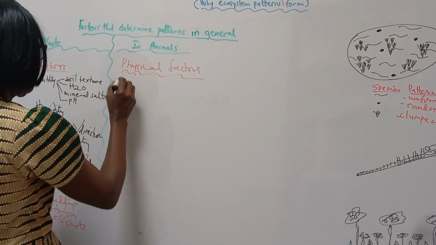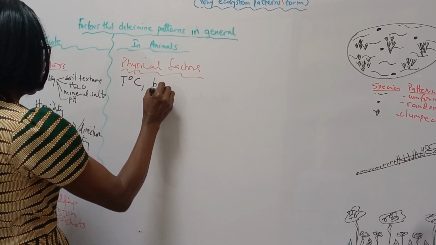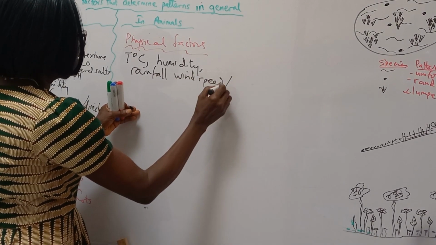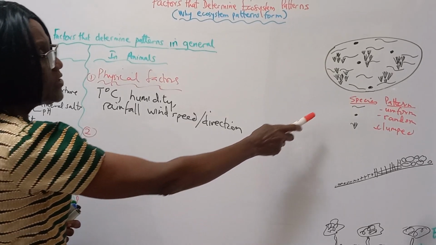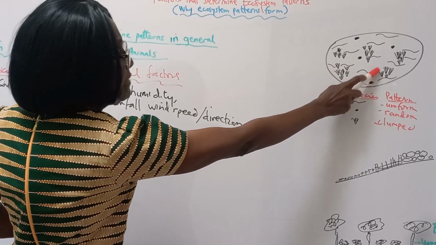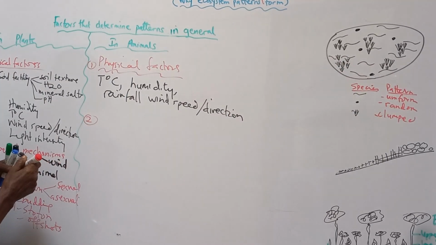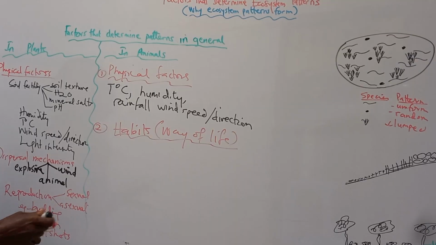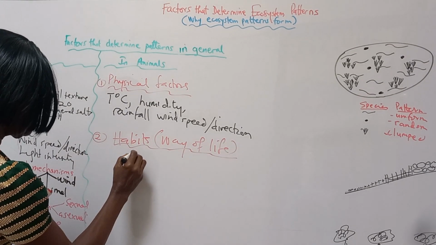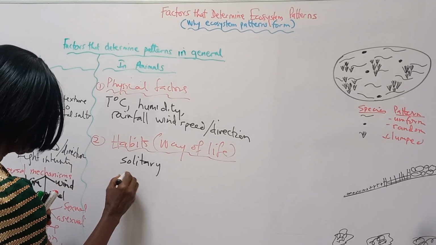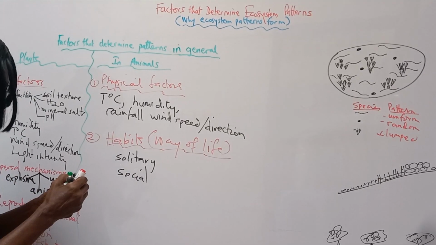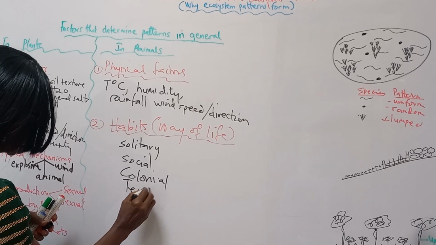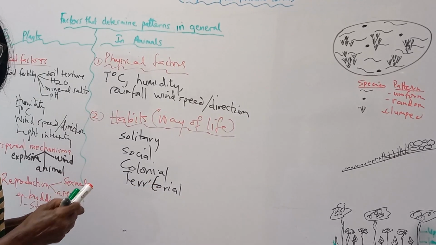Animals, also very important. You have temperature, humidity, you have rainfall, you have wind speed and direction. Then in animals, what determines their ecosystem patterns is also due to their habits. Habits is way of life. Habits, you can have solitary, the animals live alone. You have social, they live together. Colonial, they live in colonies. Or territorial, they form territories.